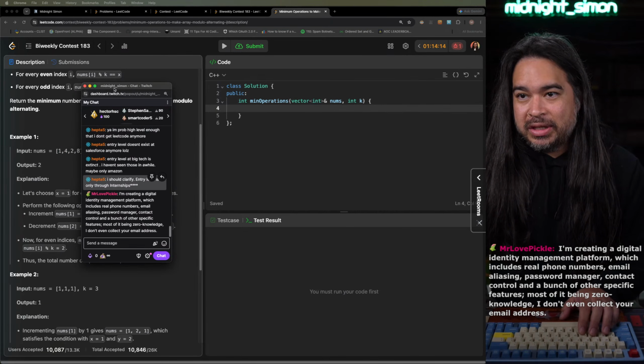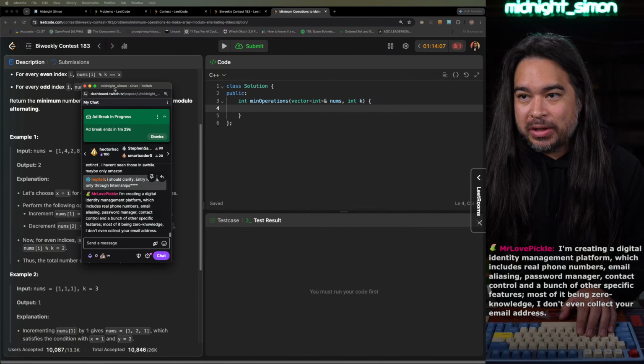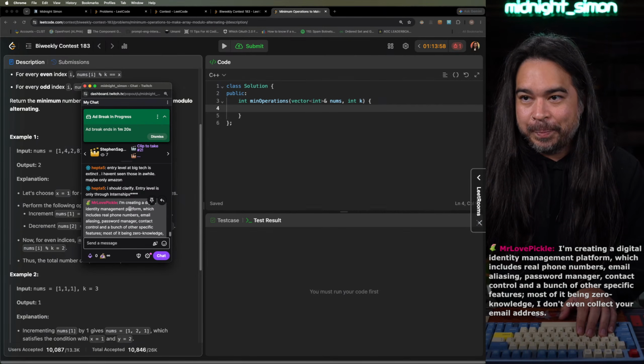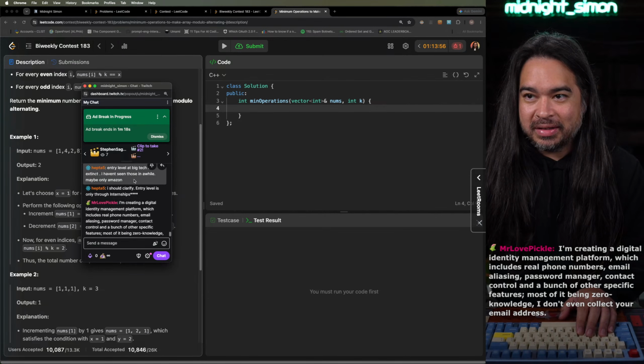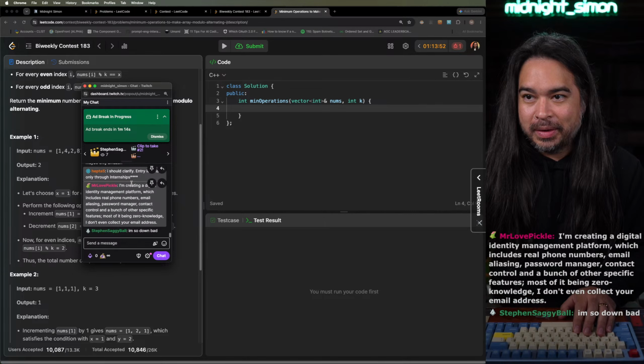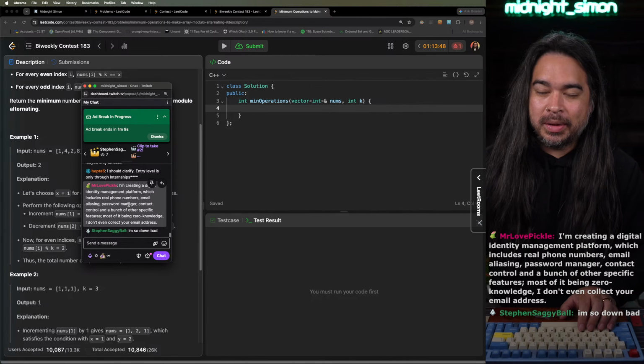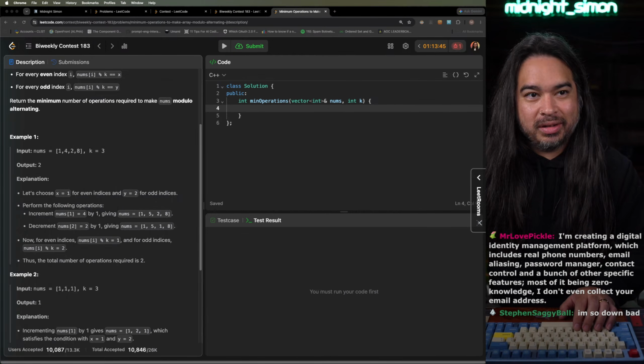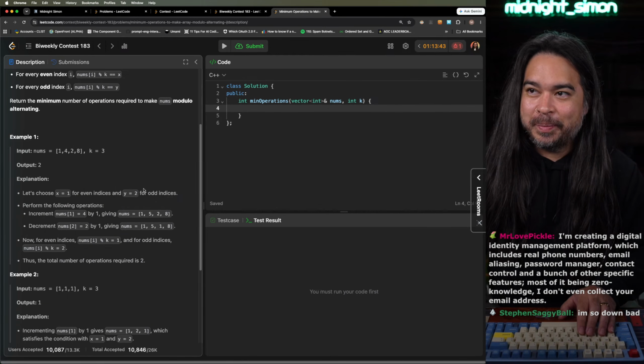I'm creating a digital identity management platform which includes real phone numbers, email aliasing, password manager, contact control, and a bunch of other specific features, most of it being zero knowledge. I don't even collect your email address. Interesting. I'm so down bad. What you talking about, man? Down bad where? Why?